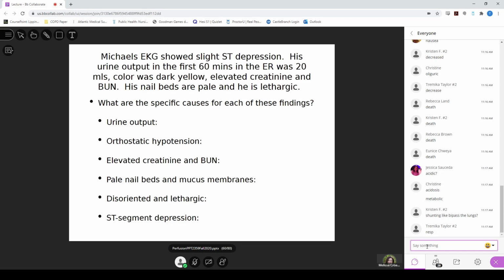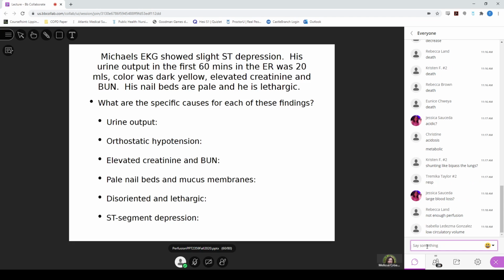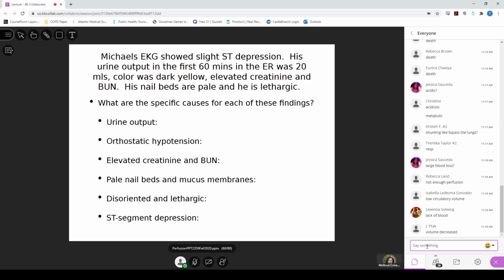His urine output, we just talked about, his output is low because of perfusion to the kidneys. Orthostatic hypotension. Why? It's twofold. He did have a large amount of blood loss.